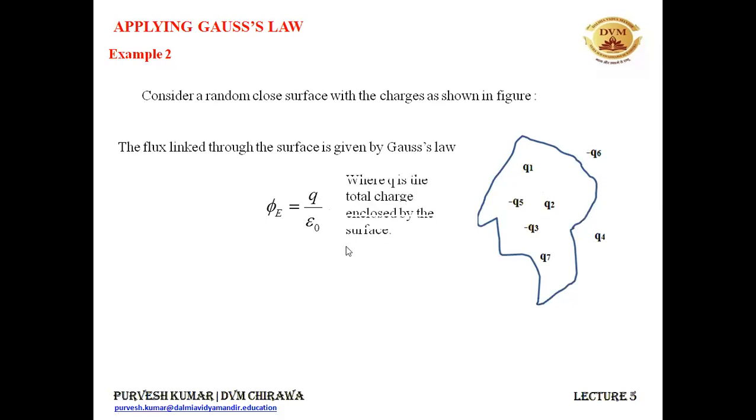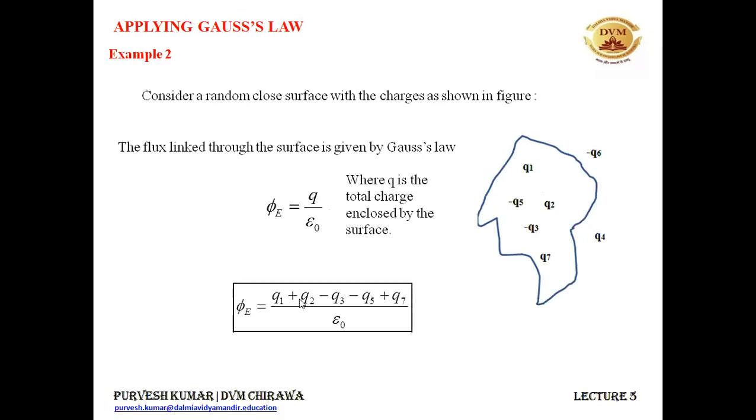Okay. So inside the surface, these are the charges that are present. Q1 is present. Q2 is present. Minus Q3 is present. Minus Q5 is present. Q7 is present, that is of plus sign. And the charges Q6, minus Q6 and Q4, they are outside. So we are not taking them up. So this is the total flux linked with the surface.